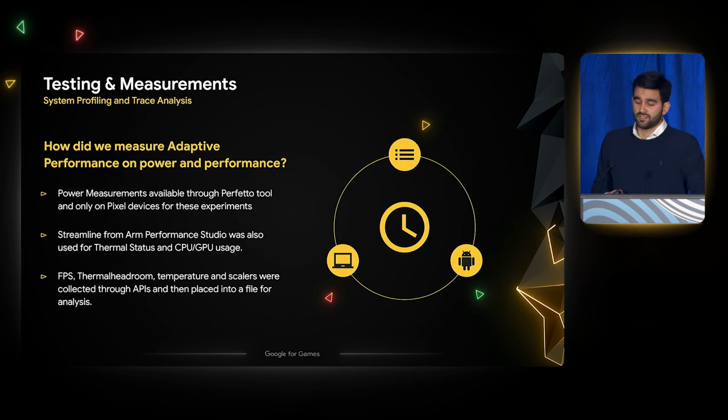Power consumption on devices was measured using the Perfetto tool, and we looked at the power rail for this. We also took measurements on Pixel devices only for this talk, and this included the Pixel 8. Streamline from the Arm Performance Studio was also used to monitor thermal status and CPU and GPU usage. And information such as frame rate, thermal headroom, and temperature was collected through APIs for analysis.